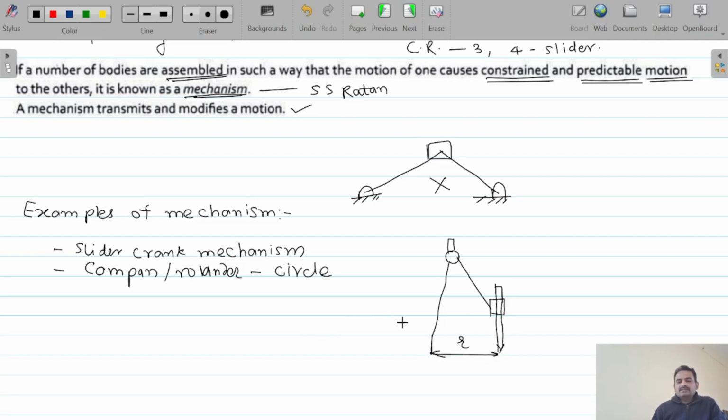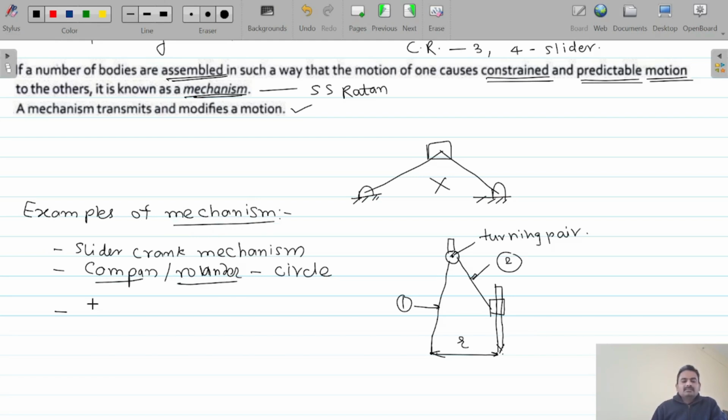Now in this case, we can see this is our link 1, and this will be our link 2. These two links are connected over here with the help of a pair known as a turning pair. Then how do we draw the circle? We keep this point at the center, take the distance equal to the radius of the circle, and simply revolve it about this fixed point, and we get a circle. So this is nothing but a compass or rounder, which is also known as a mechanism.